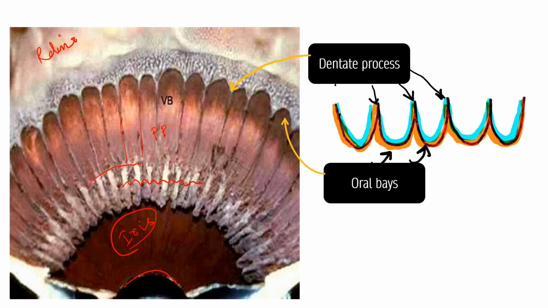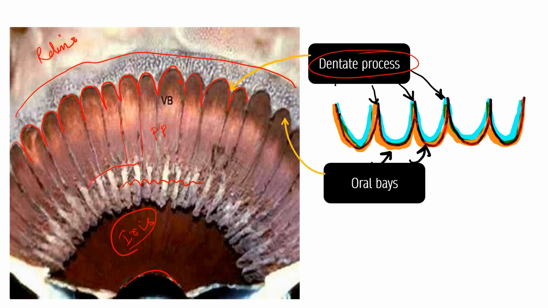And here these whitish processes you can see, right? So these are the processes which are coming from your ora serrata. This part is the ora serrata, right? So ora serrata, as it merges with the pars plana, it actually sends these tooth-like projections into the pars plana, and these are known as the dentate processes.